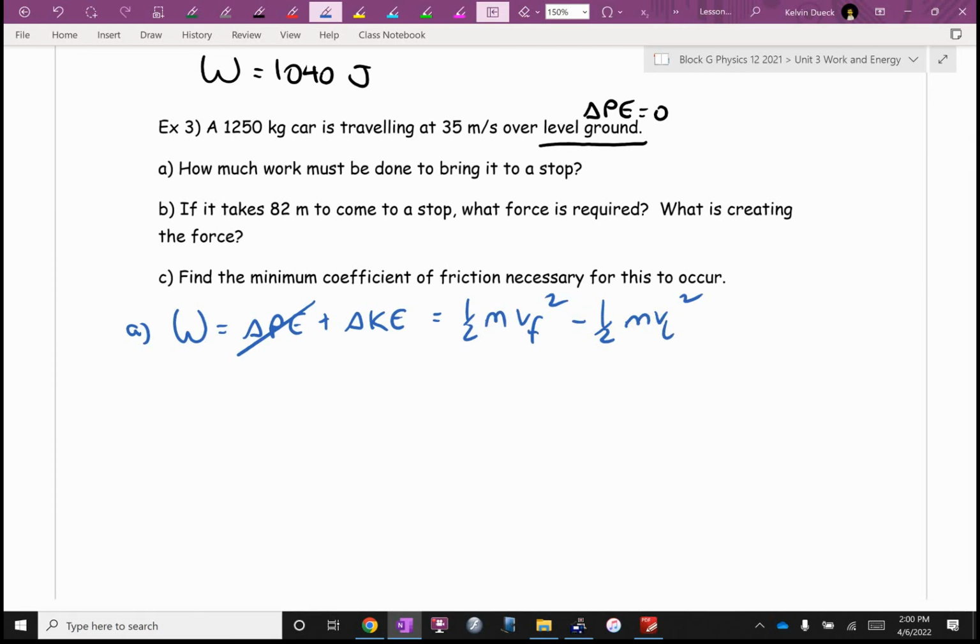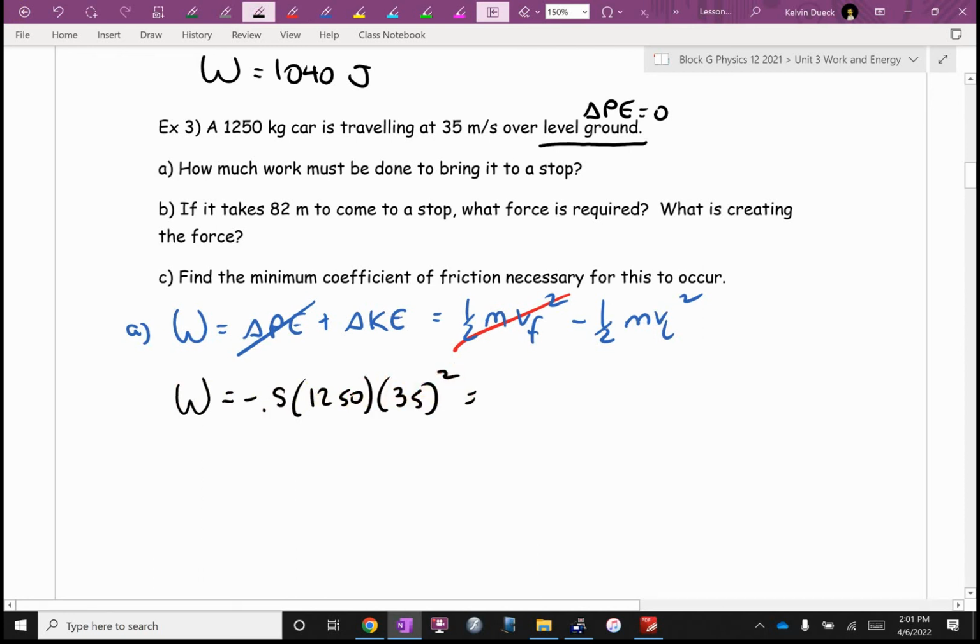Oh, Danica, according to part A, what's my final speed? That's my final speed? Huh. I'm going to get negative work. You know why? Because the car needs to lose energy. That negative is telling me you got to get rid of some energy somehow. The work is going to be negative 0.5, 12, 50, 35. Don't forget the squared.